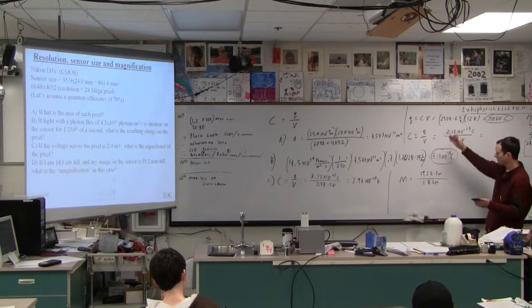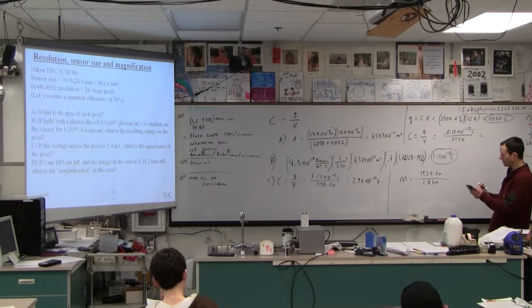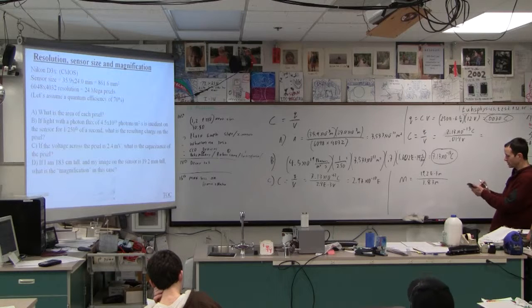So totally unrelated to everything we've done before, here's this random idea of magnification. 19.2 e to the minus 3. What was the negative 6? That's micro.